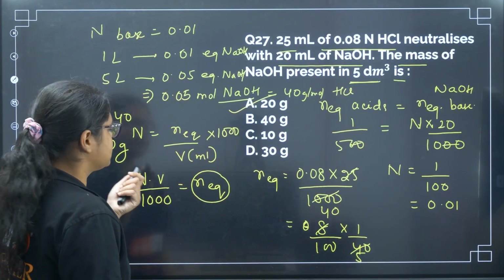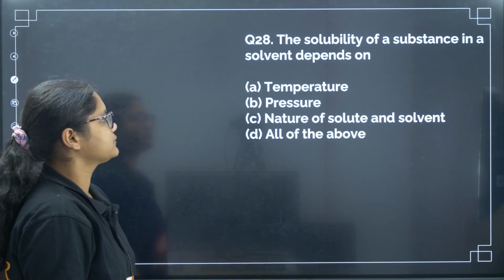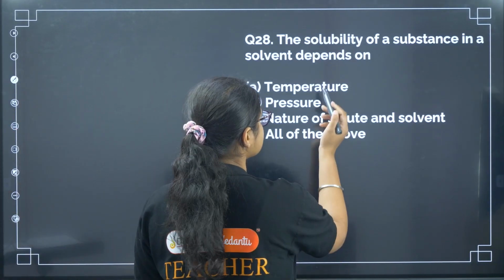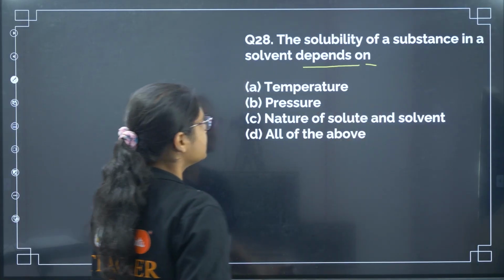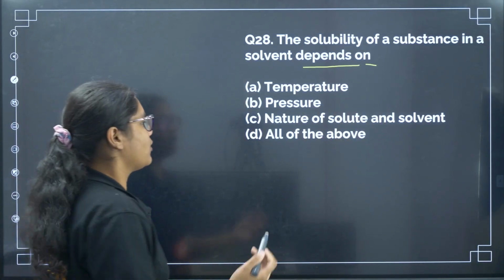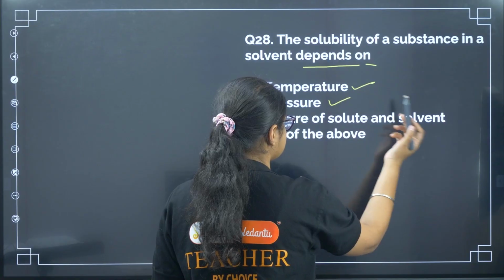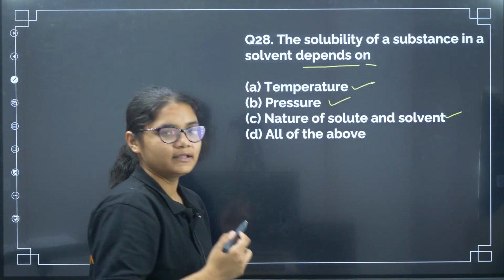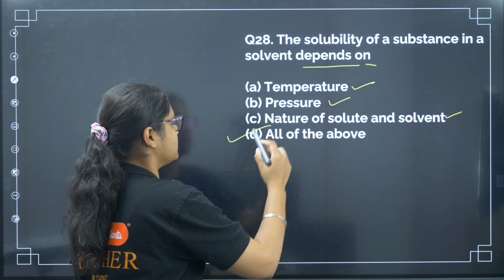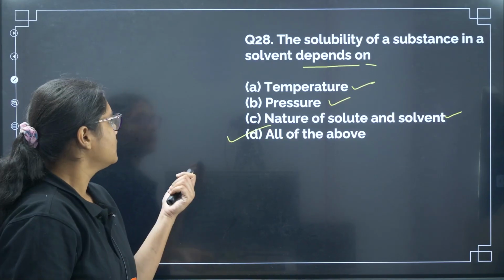Okay, next question. The solubility of a substance in a solvent depends on. The solubility depends on all three factors: temperature, pressure, and the nature of the solute and solvent. So the correct answer for this question is option D.